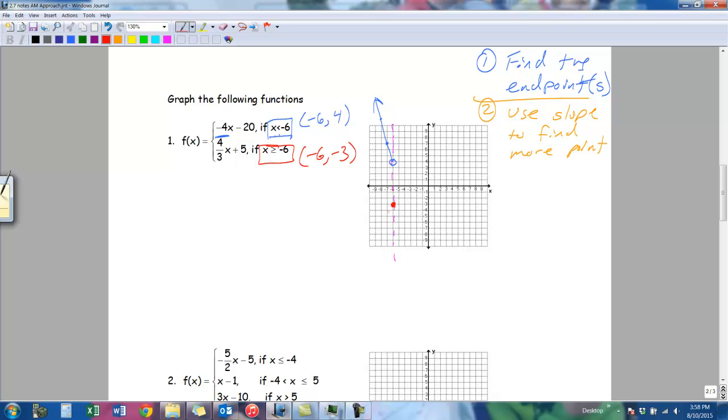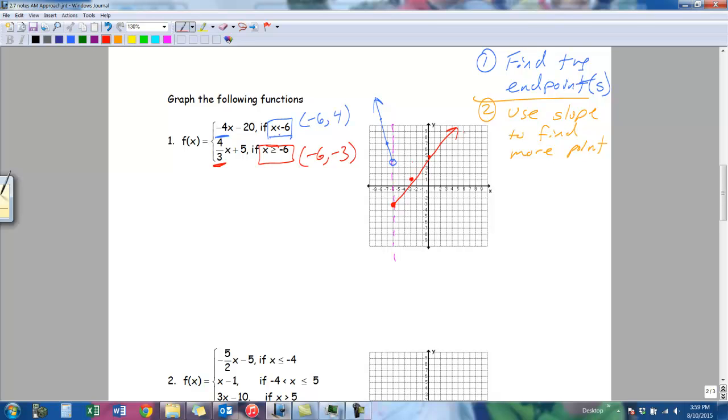Now, the 4/3 slope is up and down like this. But again, it happens when x is greater than -6, on this side of -6. So, use our slope of 4/3 to go up 4, right 3 to get another point. Up 4, right 3, and then draw that line.